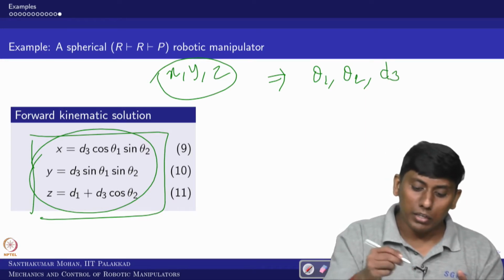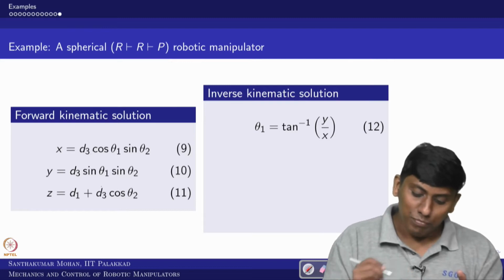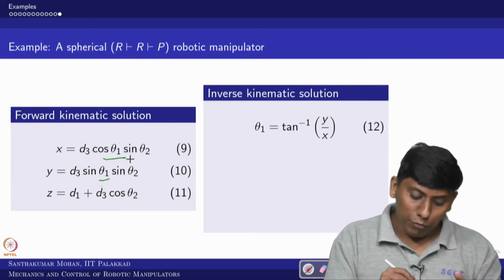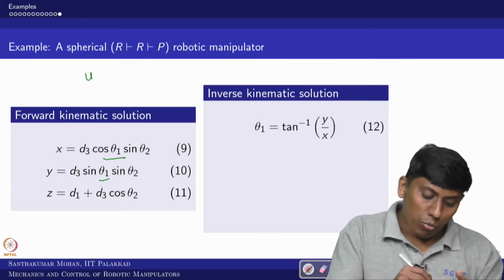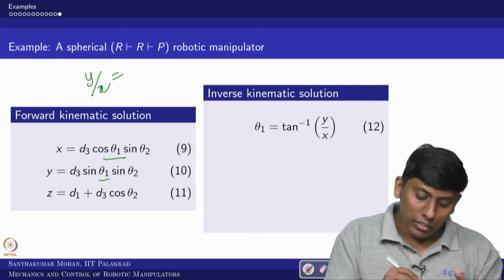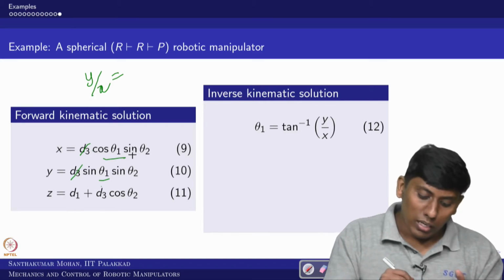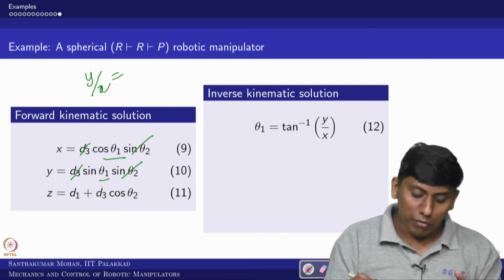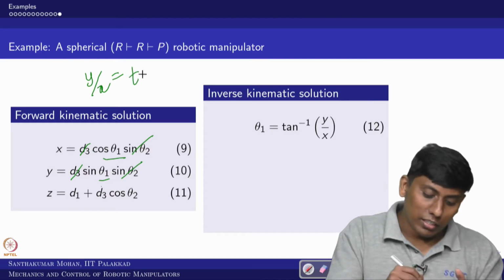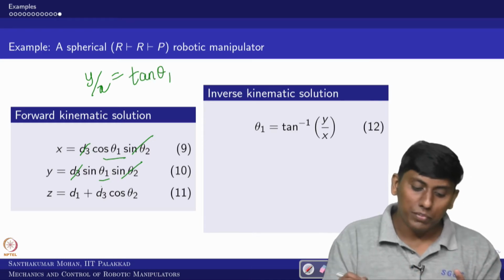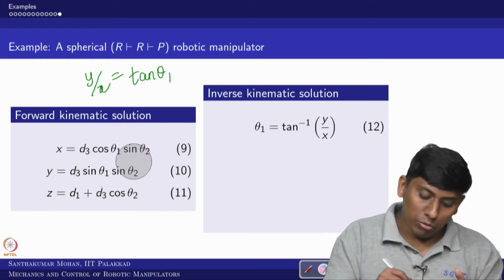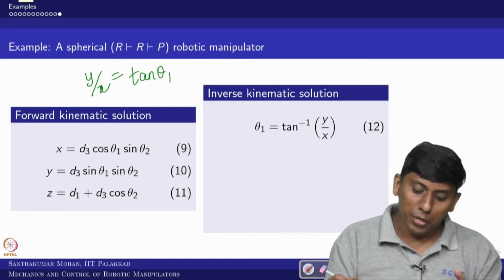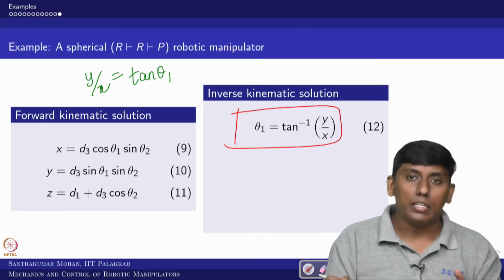So for that, what can one do? You can see here that theta 1 is common. If I divide y by x, the d3 and sin theta 2 will go. So what it gives is sin theta 1 divided by cos theta 1, in the sense it is giving tan theta 1. So if you take tan inverse of y by x, that will give theta 1.